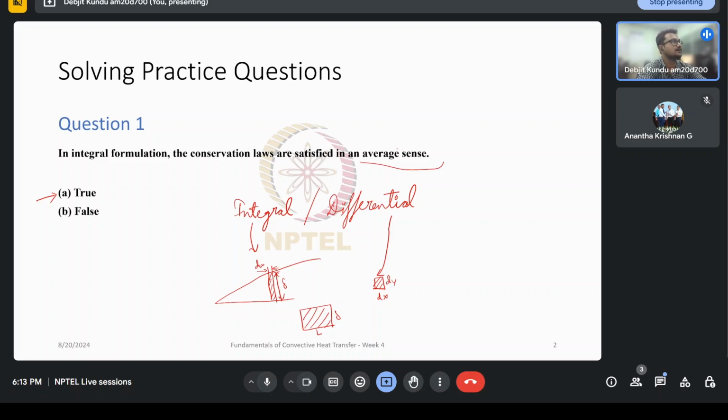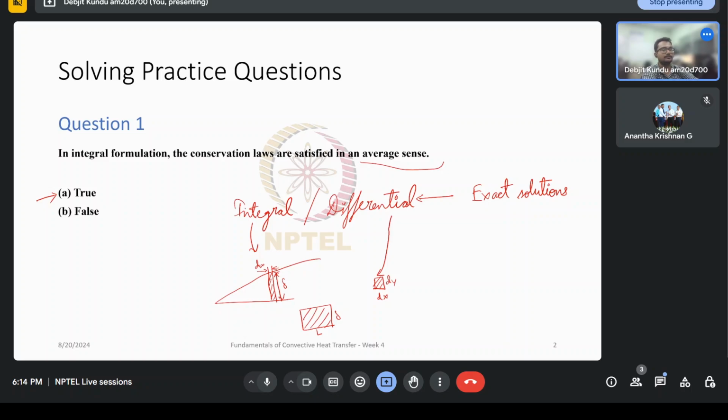And in this case, the conservation laws are satisfied in both the cases because the equations which we solve come from those conservation laws themselves. But if we solve them through a differential formulation, what we get are known as exact solutions. In that case, there are no approximations involved. We solve for the exact fields of all the unknown variables that we are solving for.